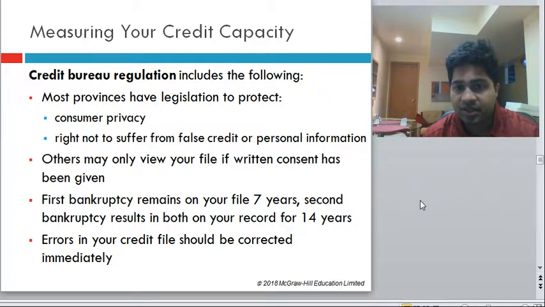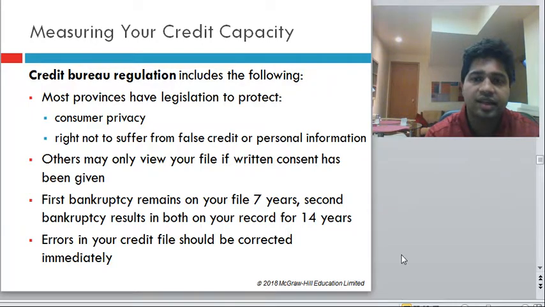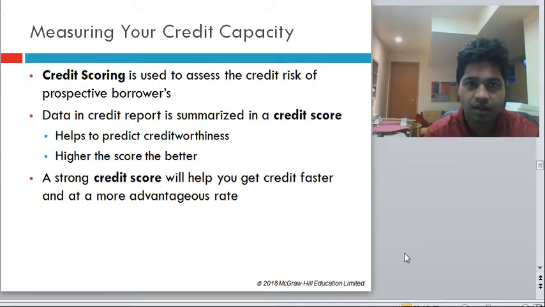First bankruptcy stays in your file for 7 years. Second bankruptcy results in both on your records for 14 years. So if you file for bankruptcy, it is shown in your credit report for 7 years and then it is removed. Errors in your credit file should be corrected immediately.